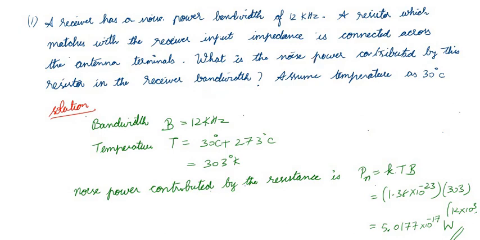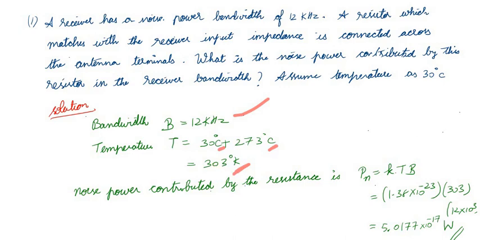For this resistor, they want to find out the power due to the temperature. The temperature is given as 30 degrees Celsius. Remember, the T we mentioned in the expression is in Kelvin, right? So the bandwidth is 12 kilohertz, but the temperature is in Celsius. If it is given in Celsius, you have to convert that into Kelvin by just adding 273. We convert degrees Celsius to Kelvin, so the temperature is now 303 Kelvin.